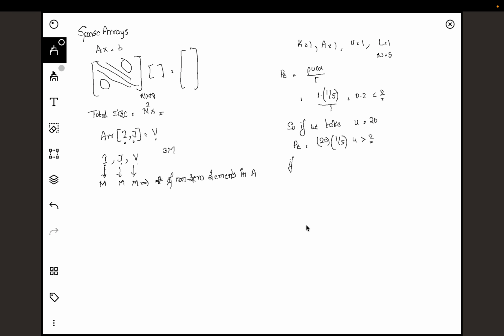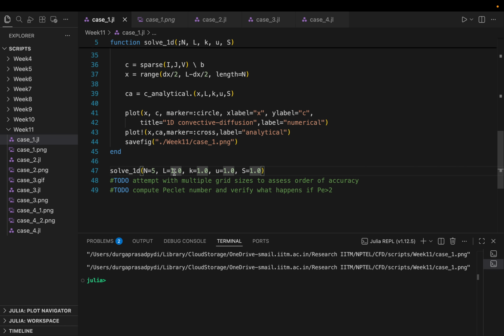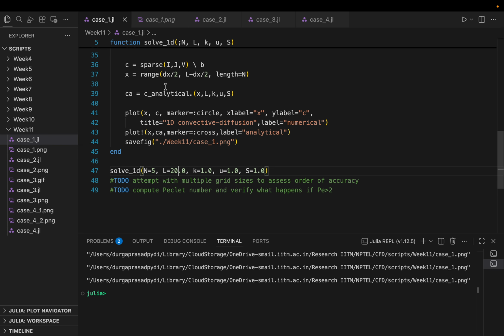So if u equals 1, then I need u times delta x to be greater than 2. So delta x should be greater than 2. So I have to use L of at least, say, I'm currently using n equal to 5. So n times delta x should be greater than 5 times 2, so should be greater than 10. So L should be greater than 10. So if my L is greater than 10, then I might have a problem. So let's keep an L value of 20. Instead of increasing U, let's say increase L. Let's see what happens.